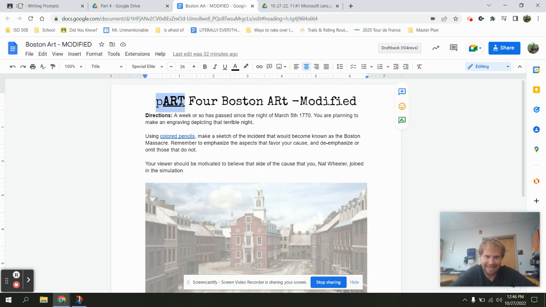So a week has passed since the night of March 5th, 1770. You are planning to make an engraving depicting that night. An engraving is a carving, and typically it's done into a piece of linoleum or rubber, and then you would carve that out, put ink on it, and then put it onto paper, and you would make a duplicate of that carving. You're going to make an engraving of that night.